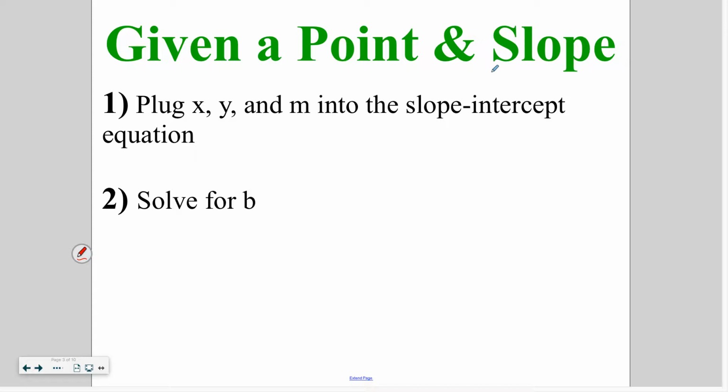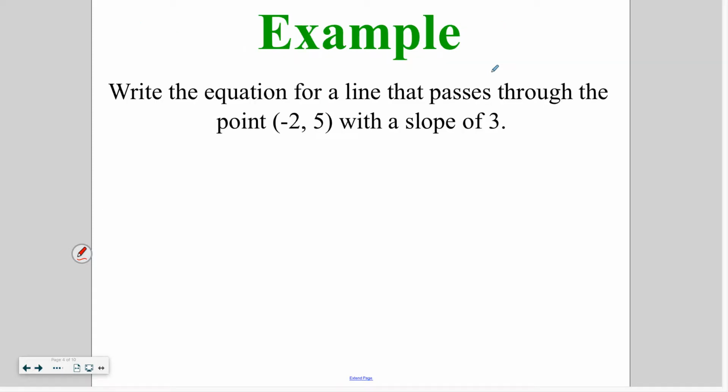If you have this information, you're going to plug in the x, the y, and the m into the slope-intercept equation, and then you are going to solve for the b value. Once you have b, you are able to use m and b to write the equation. For example, write an equation for the line that passes through the point -2, 5 with a slope of 3.